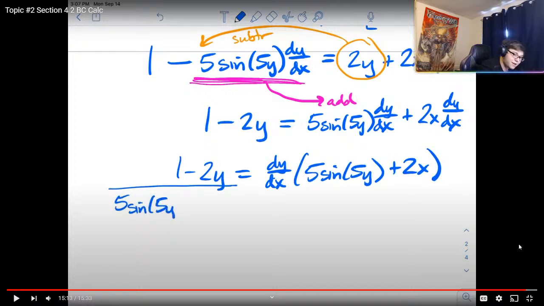I cannot write this. My 5's and s's are so similar to each other. 5 sine of 5y plus 2x is equal to dy dx.